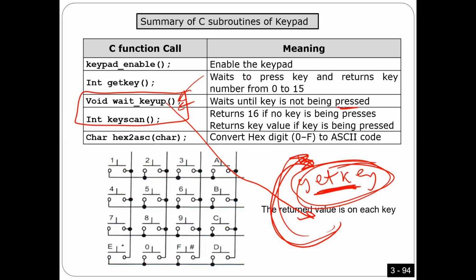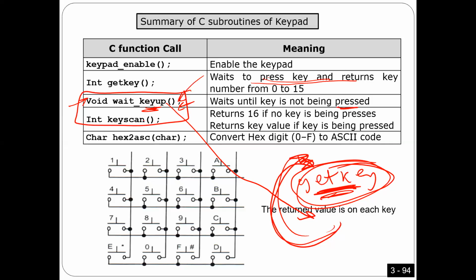Get key is going to wait until you press a button. Once you press a button, it's going to return it back. Is that okay? So if you don't wait, that means you can press one time and it's going to be taken like multiple. Okay, so this is this function.